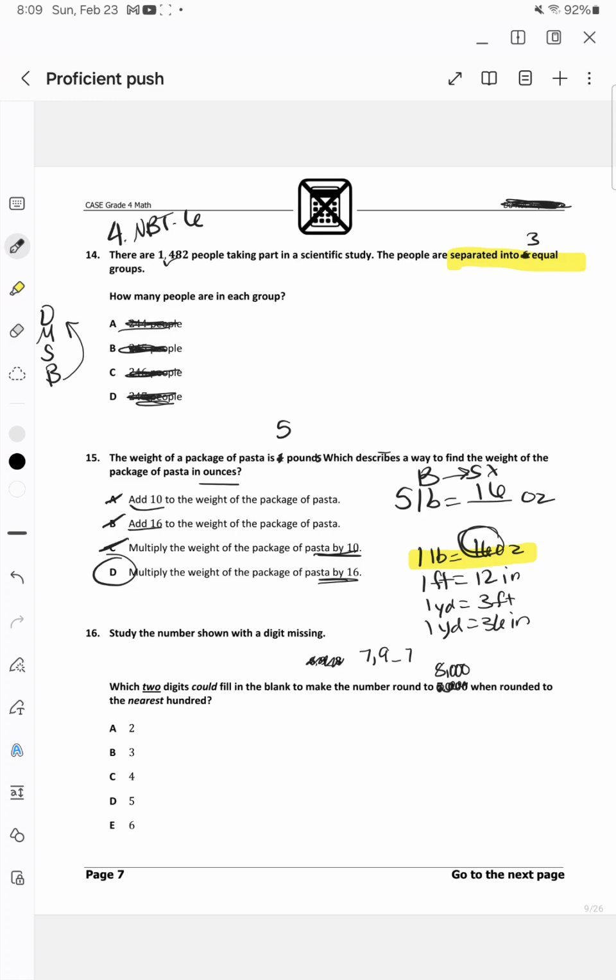Alright, so which two digits could fill in the blank to make the number round to 8,000 when rounded to the nearest hundred? So 5 or more, round up. 4 or less, let it rest. Now when we're rounding to the nearest hundred, that means that 9 that's there is going to have to be able to bump up.